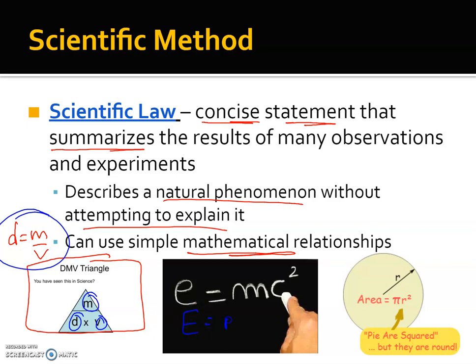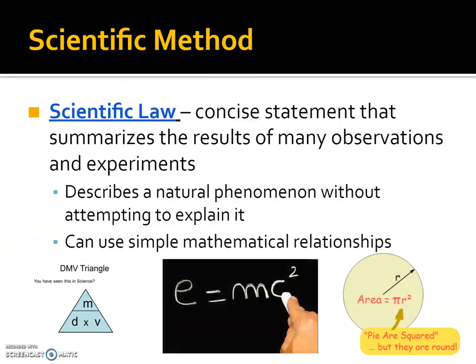We've all seen E equals mc squared. That's Einstein's famous equation where E stands for our energy, m is the mass of a particle, c is the speed of light, and we're going to square it. The speed of light is a constant. Okay, that's going to be 3.0 times 10 to the 8th meters per second. All right, and you've all seen area equals pi r squared. All of these are scientific laws. All right, and don't forget, pies are round, not squared.